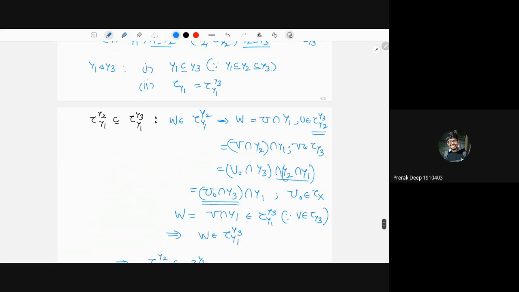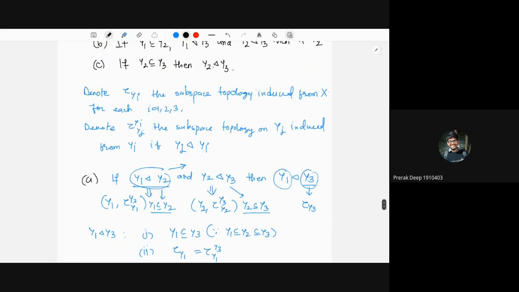I hope the clarification I just made is clear to all of you. We need to compare the topology Y1 already has with the topology that it is induced from Y3. Now, what topology does Y1 already have? Y1 has the subspace topology from X, which we will call tau Y1. And it induces a topology from Y3, which we will call this. And now we are comparing these two topologies.